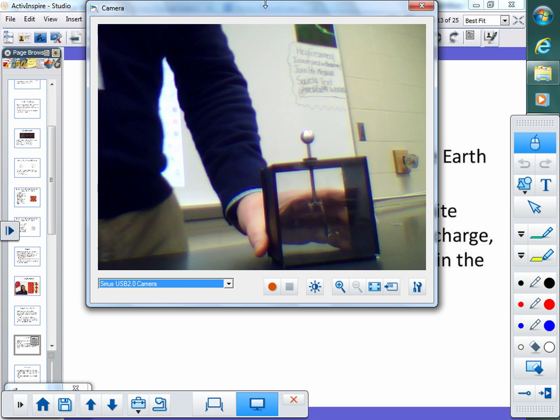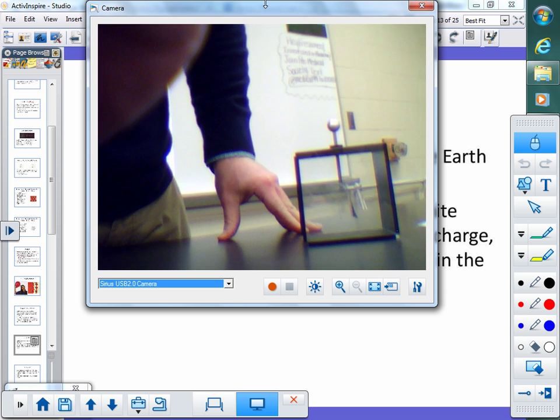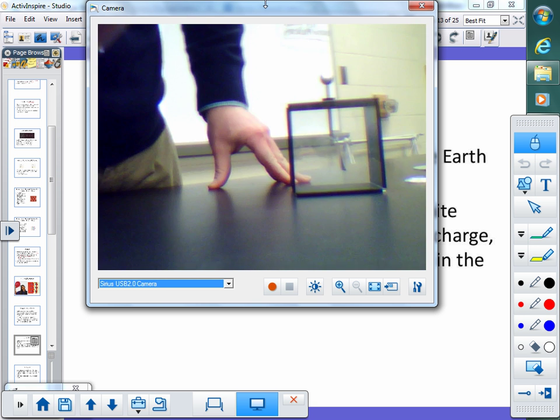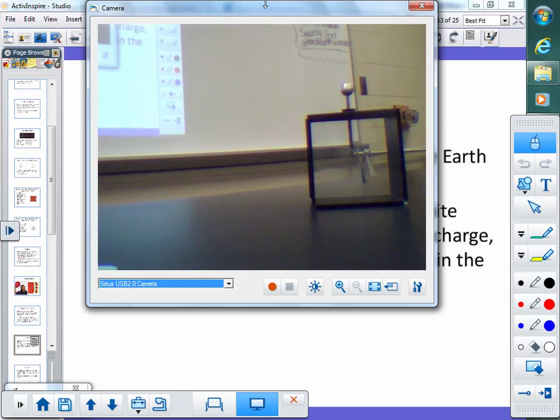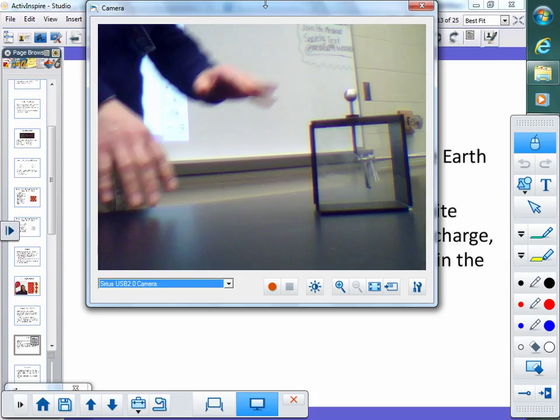Alright, so let's adjust this view here. It's a little crooked, but alright. Do we remember the electroscope? Yes? Maybe? Okay. So here, this is a metal rod.